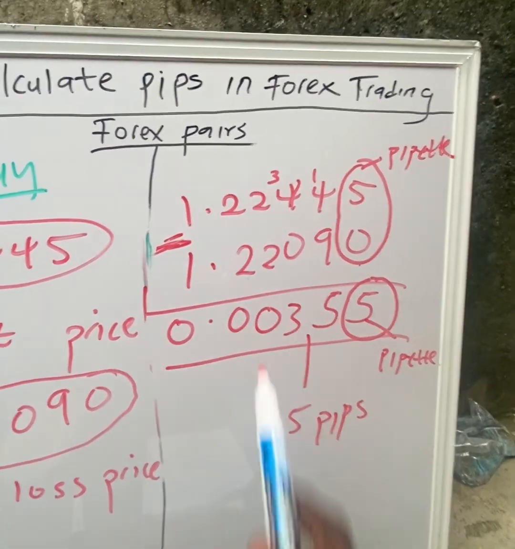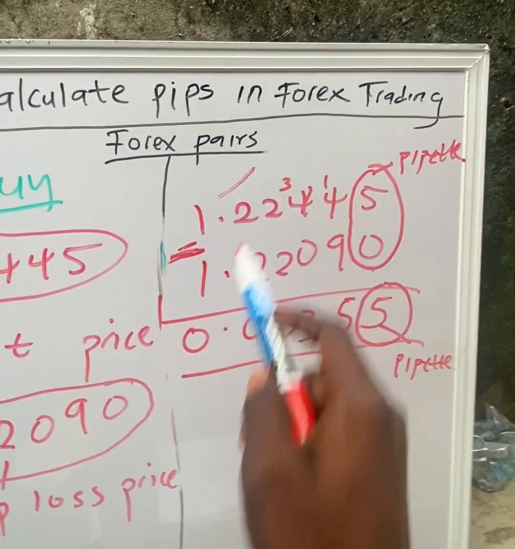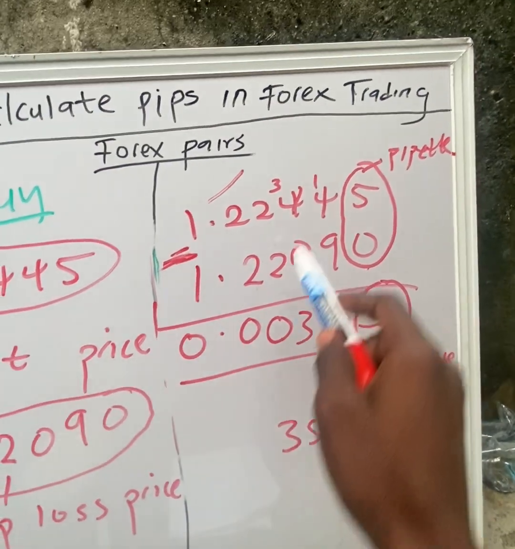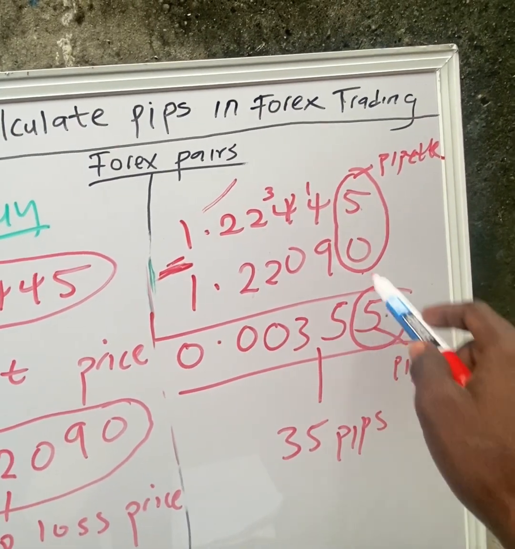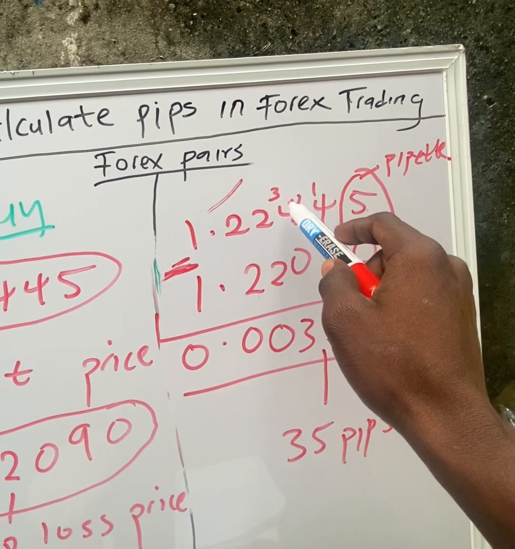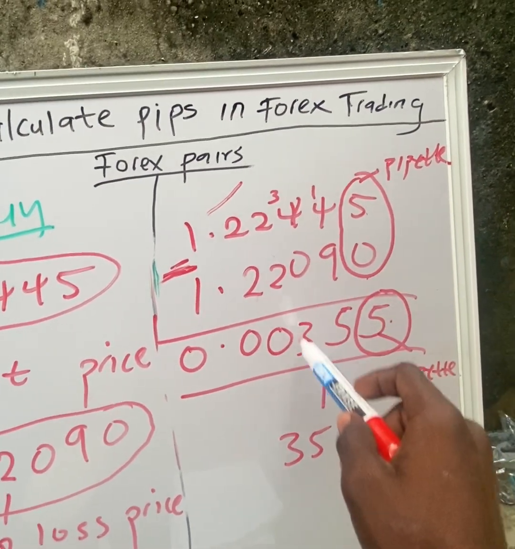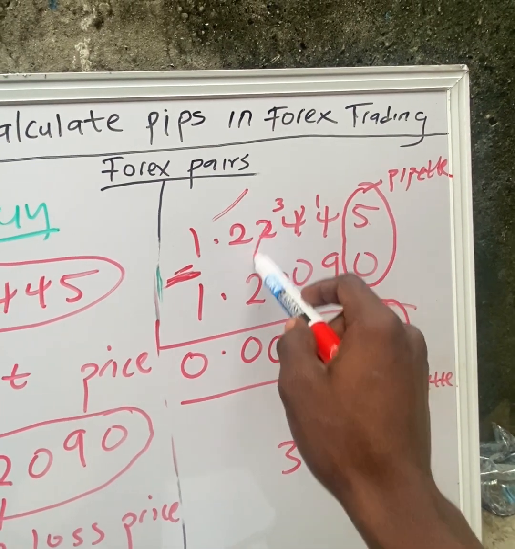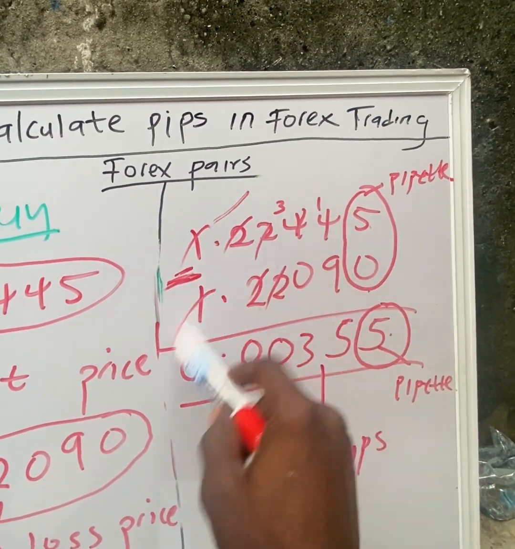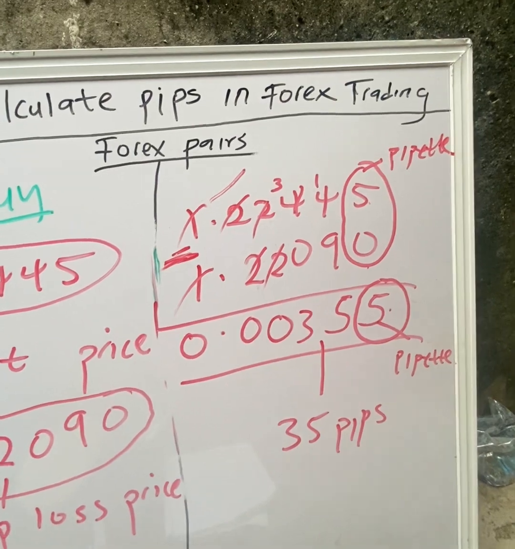Do you understand that? So for instance now, this is the current market price, this is the stop loss price. So 5 minus 0, we have 5. 4 minus 9 is impossible. We borrow 1 from here, this is 3. That's 14 minus 9, we have 5. 3 minus 0, we have 3. 2 minus 2 is 0. So this actually cancels out. So we have 35 pips.